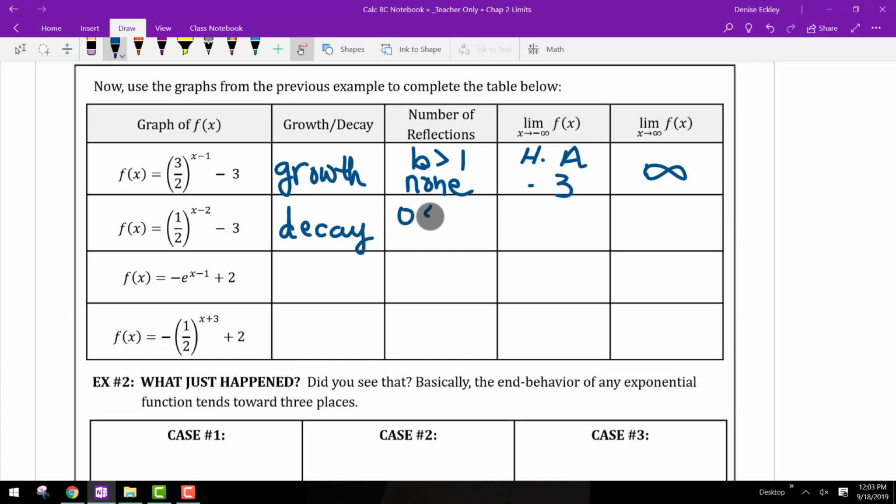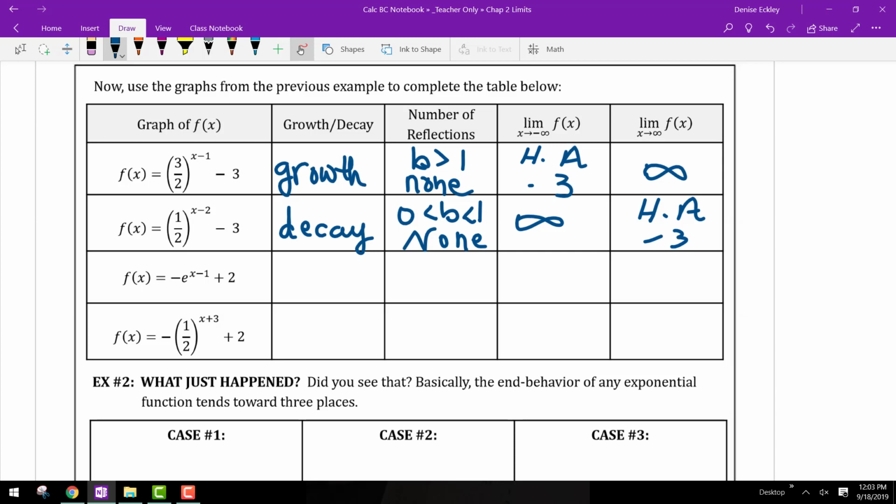Then for letter B, we had a decay function, and our b was between 0 and 1. Again, there were no negative signs, so we had no reflections. Being decay, it started out at a huge value and works itself down to its final values, so it was unbounded on that side. Then toward positive infinity, it headed towards the horizontal asymptote again, which is -3.